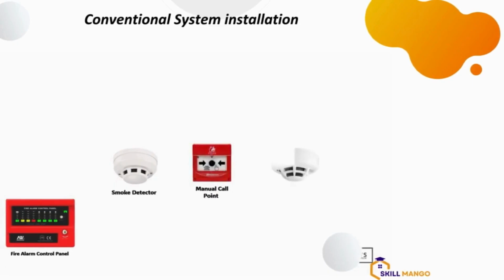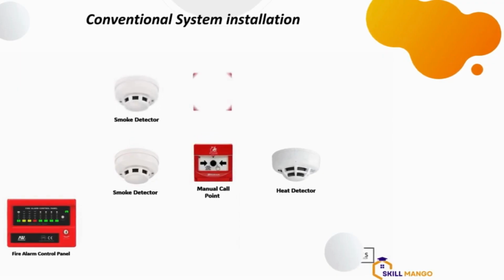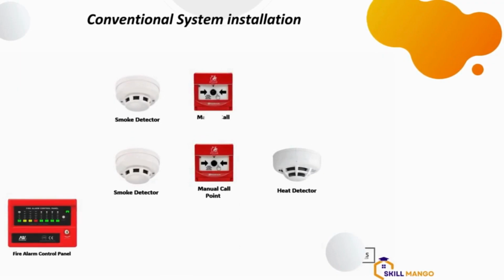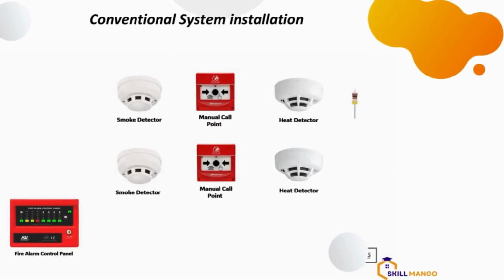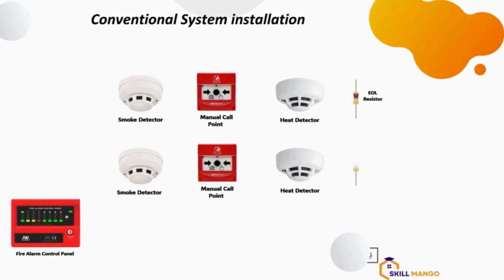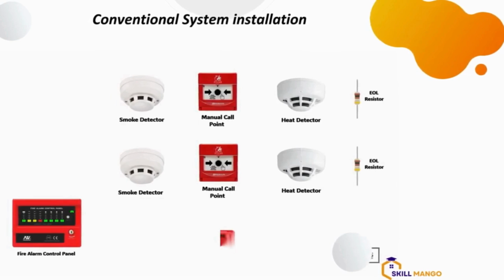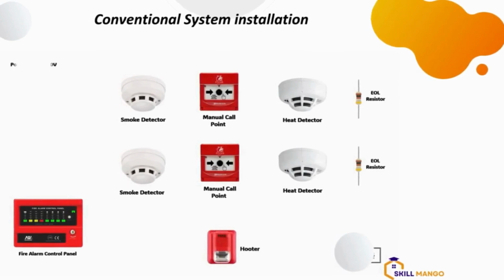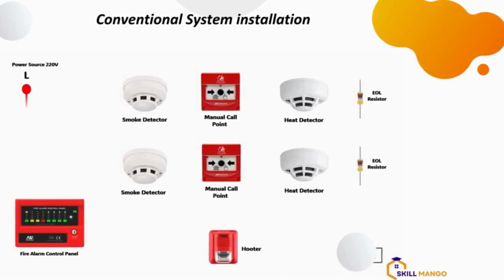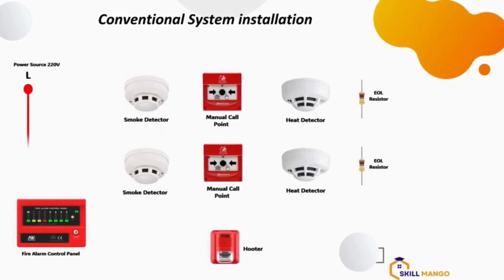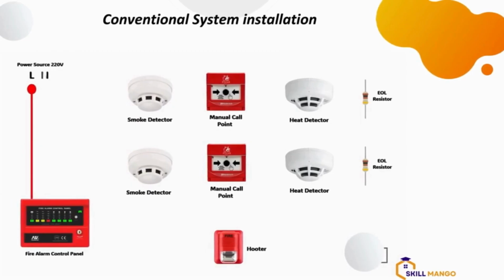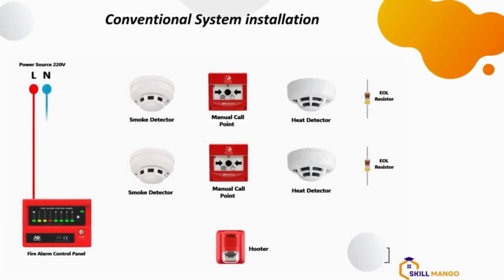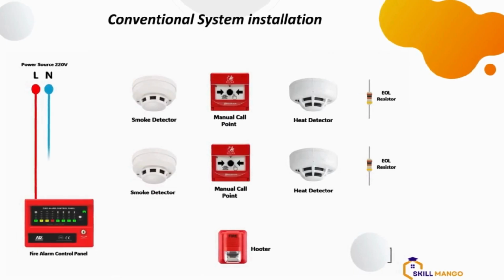You place your smoke detector in different locations. Then you also factor in your heat detectors and your manual call points. They are all wired. They are all positioned in different locations: the kitchen, the lobby, the entrance, the exit point, and other important areas. If you look at this diagram now, we have the EOL, end of line resistor. You can see each of the lines, each of the zones has its own EOL. This is very important.